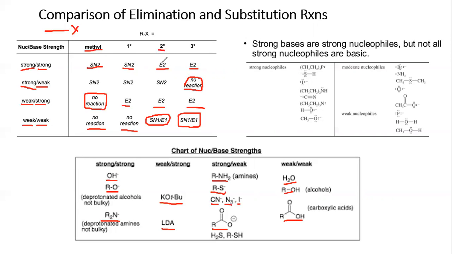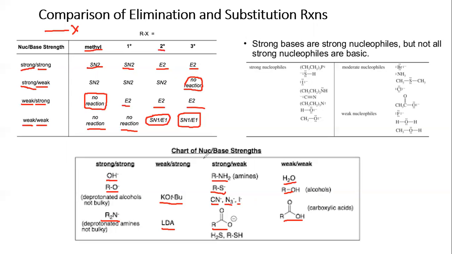You only get SN2 or E2 products. But if you switch over to a strong nucleophile and a weak base, you only get SN2 products, and a tertiary cannot react with a strong nucleophile weak base. And so once you know these, then you can help you identify what products are produced.